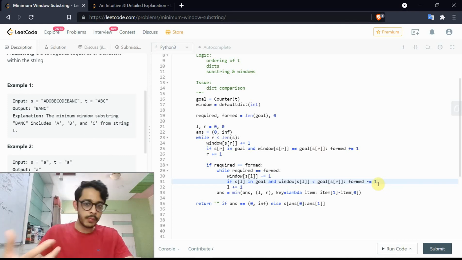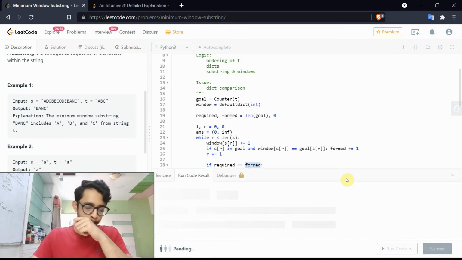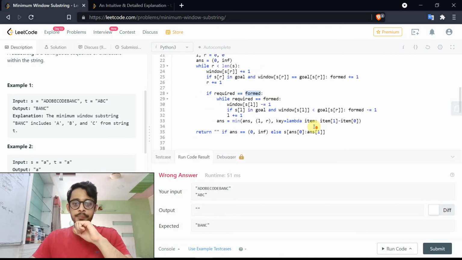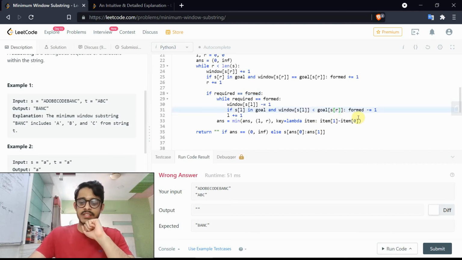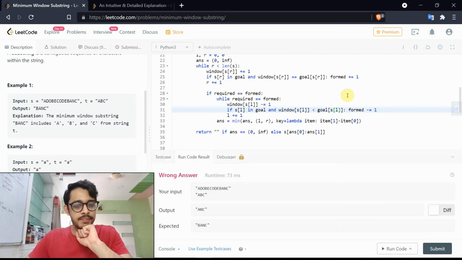Now this should make more sense, the logic of dictionary comparison. Earlier it wasn't making any sense, but now we're just comparing both of their lengths. The lengths of what? The lengths of valid characters. Okay, let's do a quick sanity check. Cool, I was going to say I'm going to take a debugging break, but let's hope I don't need that.